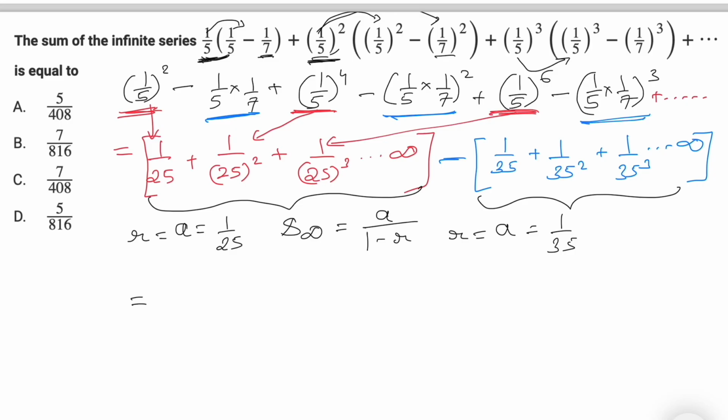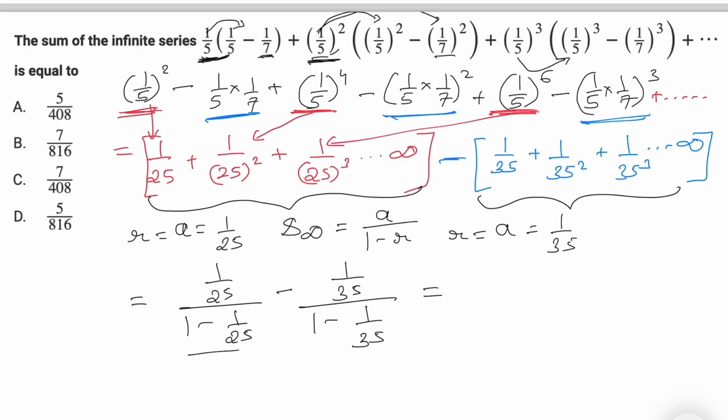The first part here in red is A, the first term 1 by 25 upon 1 minus R. R is also 1 by 25. So 1 by 25 upon 1 minus 1 by 25. This is the first part. The second part is also 1 by 35. That is the first term upon the common ratio is also 1 by 35. So A upon 1 minus R is 1 by 35 upon 1 minus 1 by 35, right? Okay, little simplification will give us the answer quickly.